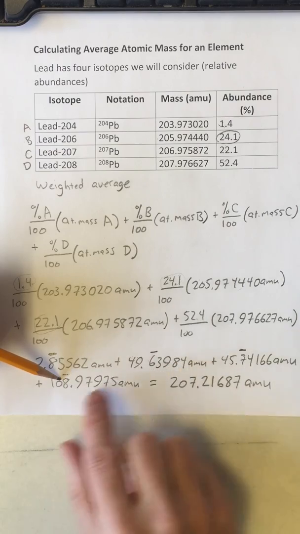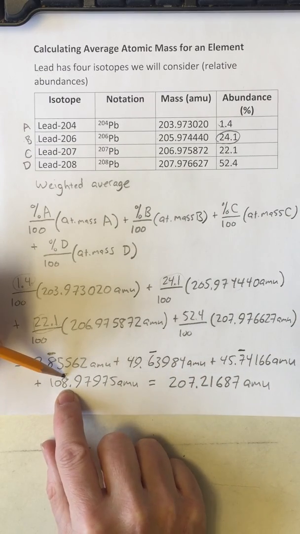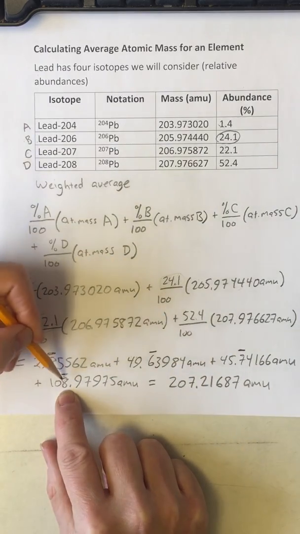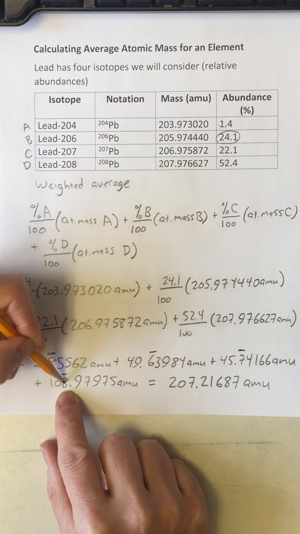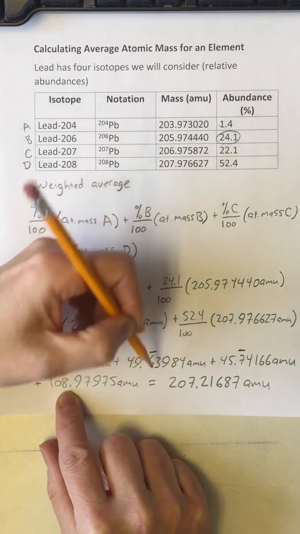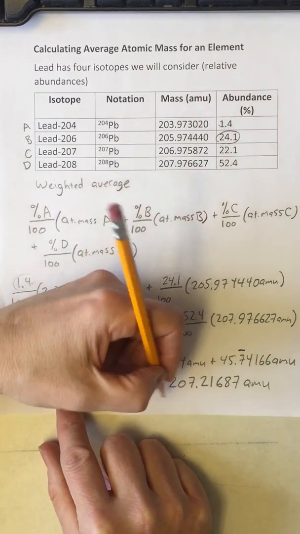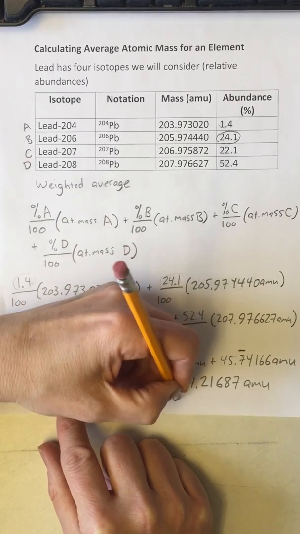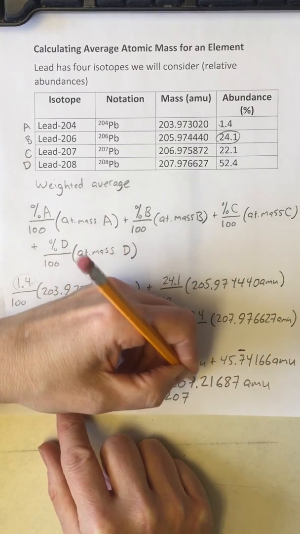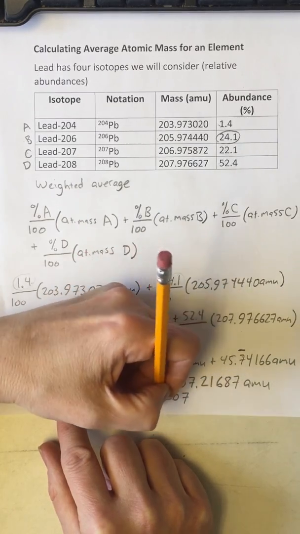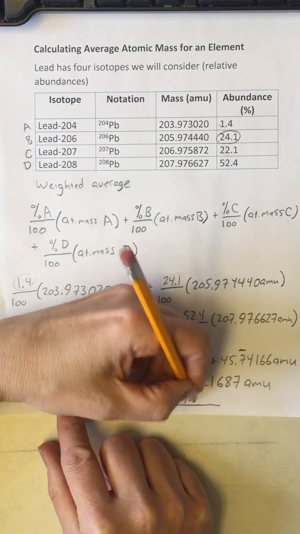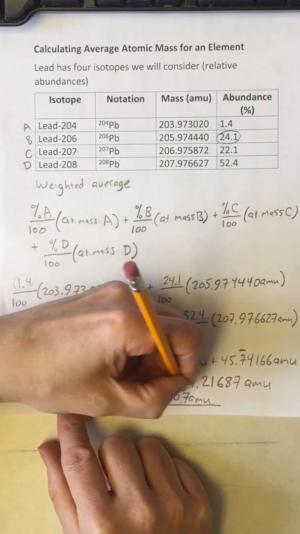So now when you add them, you pick the one that goes the farthest to the left. And that would be this one. It's in the ones column. See, this is in the tenths, and tens column, but this is only in the ones column. So our answer can only be in the ones column. So we would round it to the ones column. This is less than 5, so we just leave it at 207 atomic mass units.